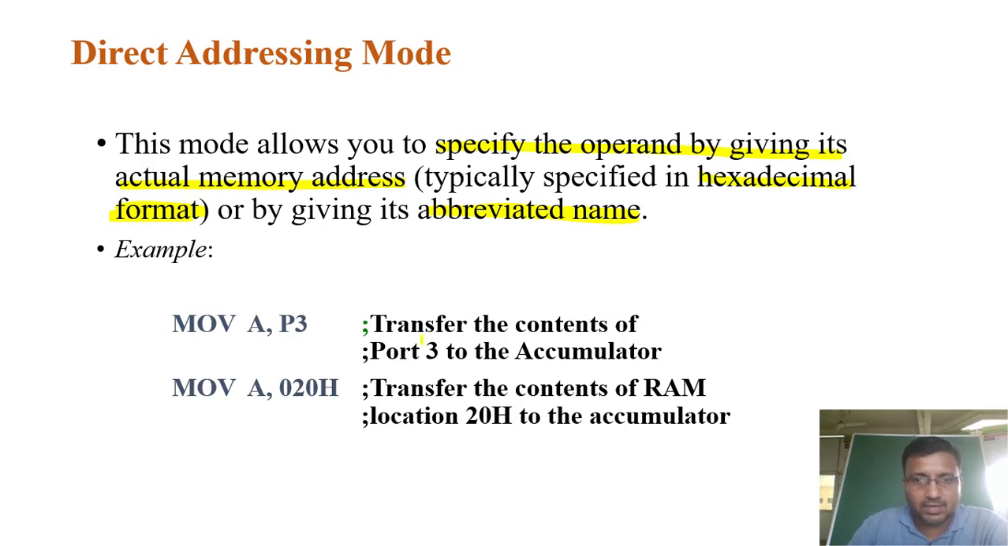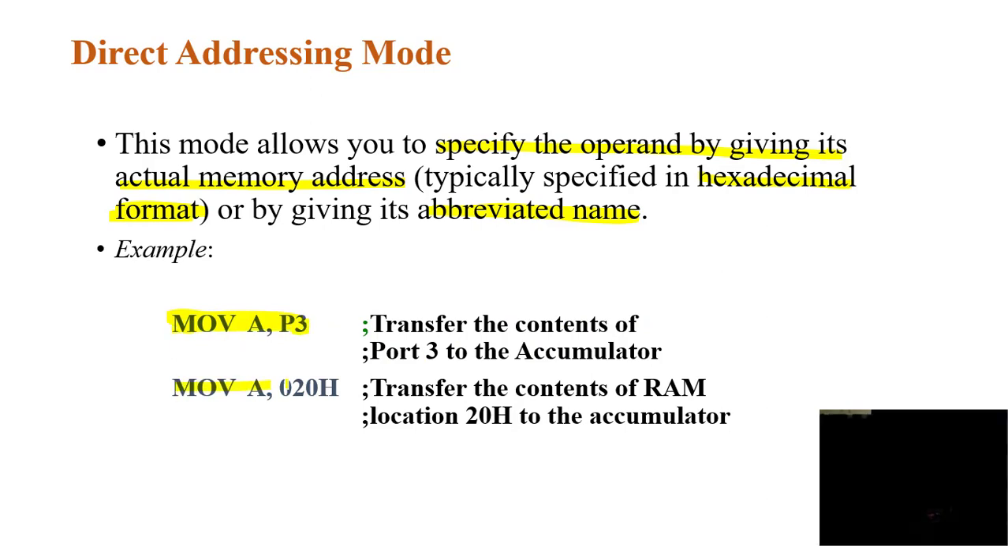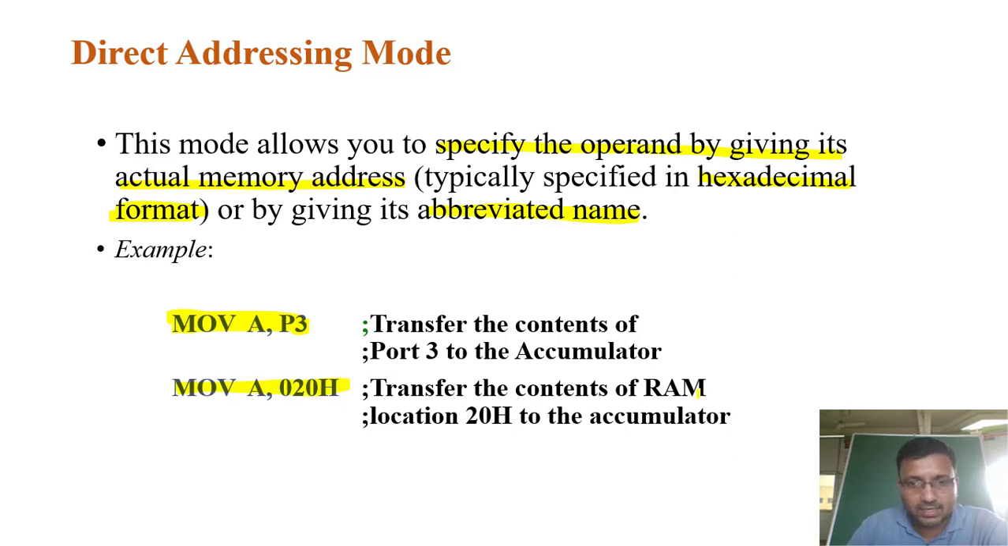Data transfer of contents from port 3 to the accumulator: MOV A, P3. Here port 3 is an SFR, which stands for special function register. Also we can write MOV A, 20H, which transfers the contents of RAM location 20H to the accumulator.